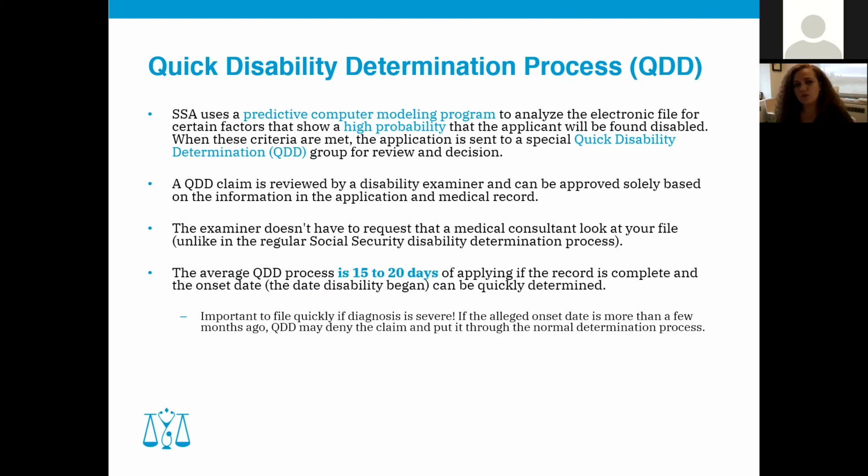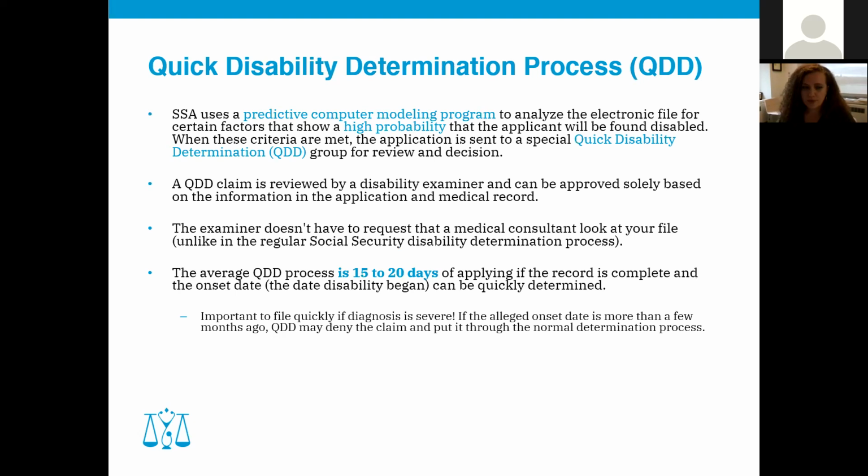So just a note on the way that Social Security processes their applications. They use this predictive computer modeling program to analyze the electronic file for certain factors that show the high probability that the applicant will be found disabled. When this criteria is met, it is sent to a quick disability determination or QDD group. So it goes through a different route than someone who's filing based on something like back pain. So basically, you want to make sure that when you're submitting your electronic file, there are a lot of documents there that can be reviewed and can flag this for them.